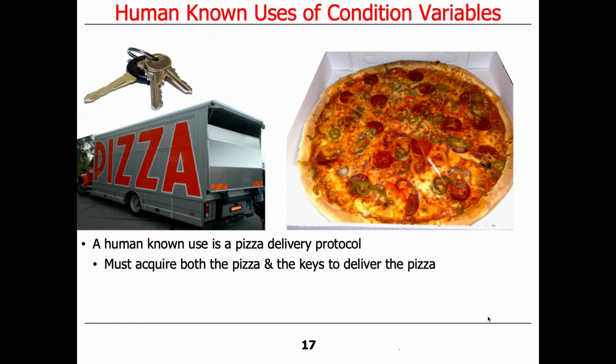So you try to grab the pizza. If you grab the pizza, then you try to grab the keys. But if the keys are gone, you give up the pizza and go back to sleep. So that's that loop, right? You're in a loop. You try to grab one thing followed by the other.